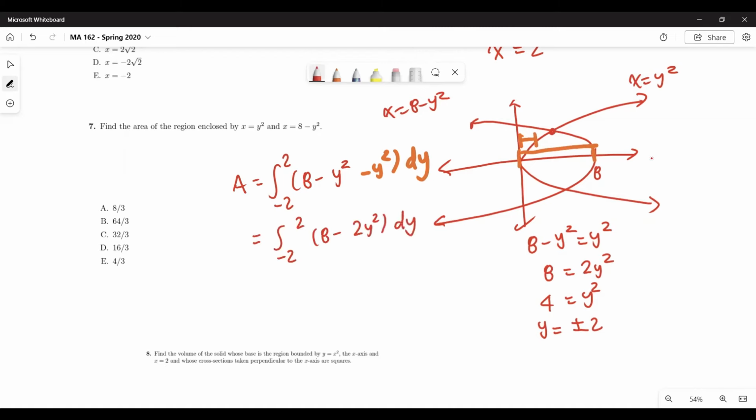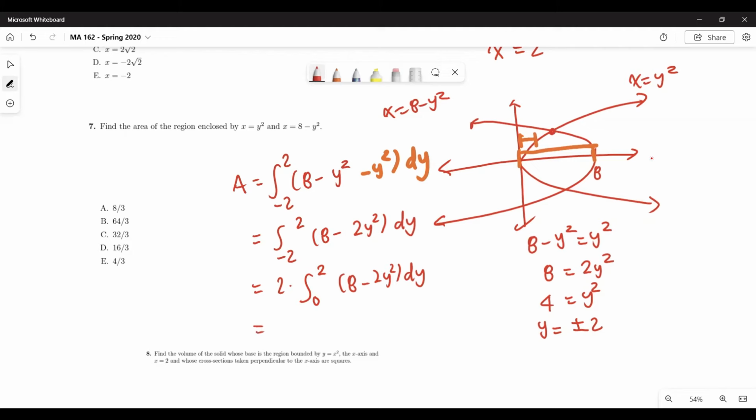But if you look at it, this graph is symmetrical about the x-axis, meaning we can do this from negative 2 to 2 instead as 2 times the integral from 0 to 2 of 8 minus 2y squared dy. If you don't want to do the 2 times something, you can just integrate 8 minus 2y squared from negative 2 to 2. It doesn't matter. You can do it both ways.